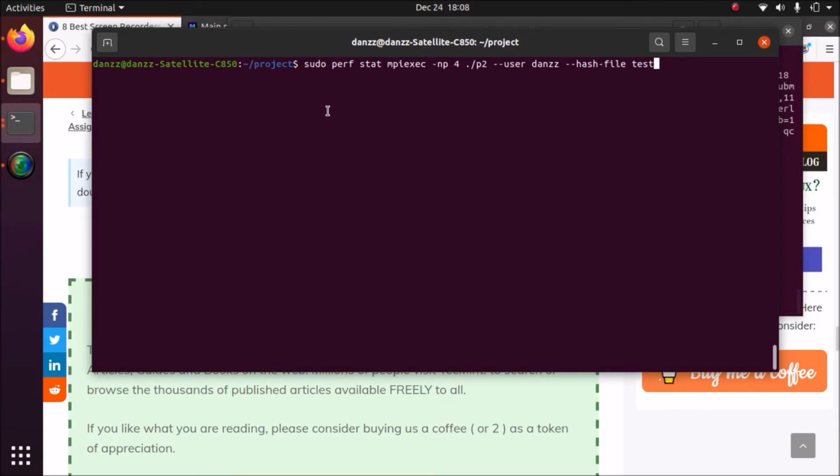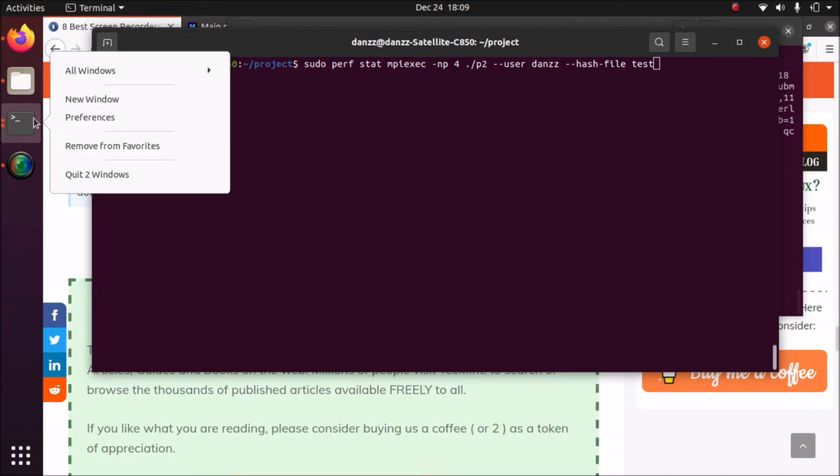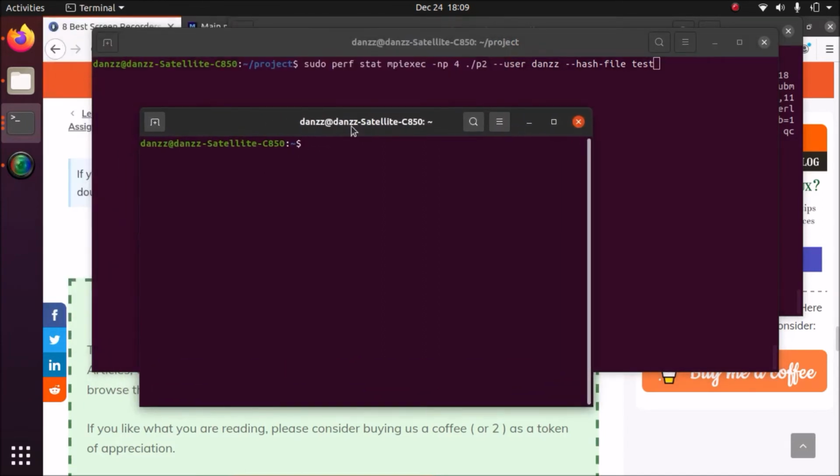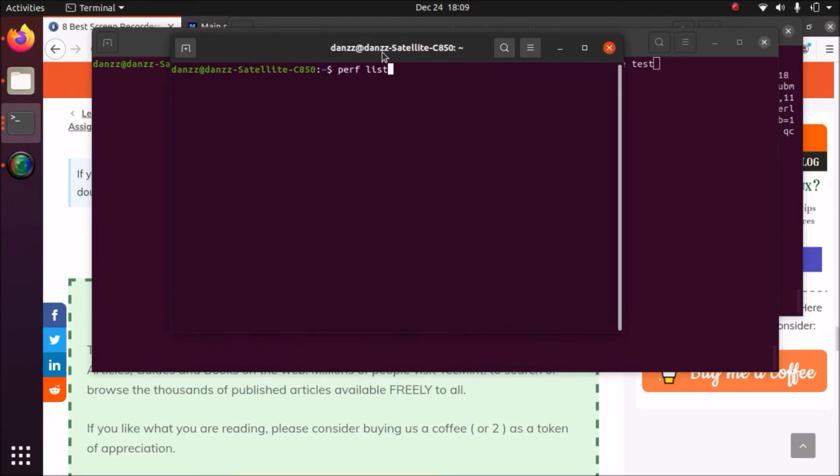As you can see, I have typed out the exact command. In a similar environment, I have installed GCC and MPI, and also perf. I would like to show you how perf lists its supported events now.